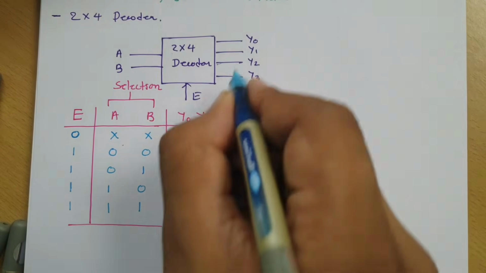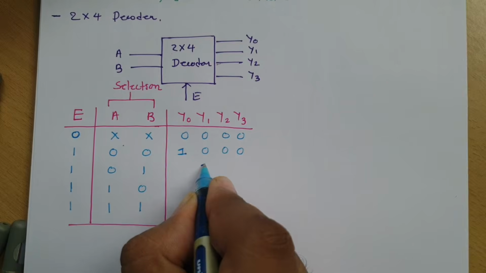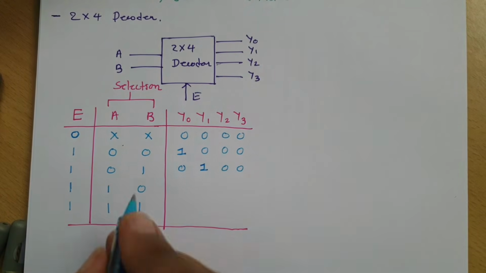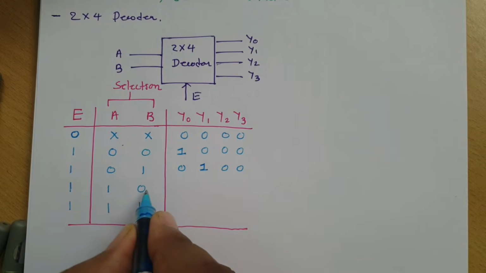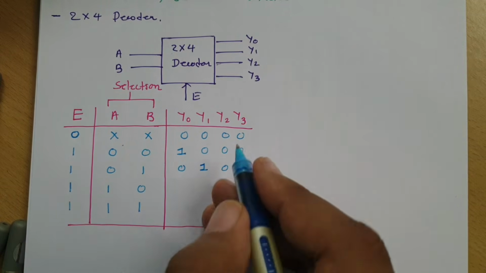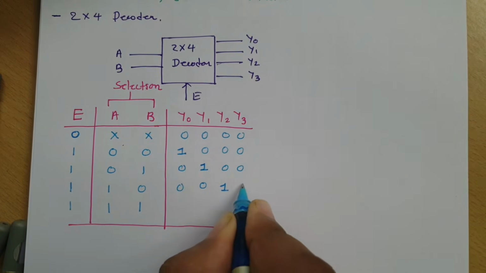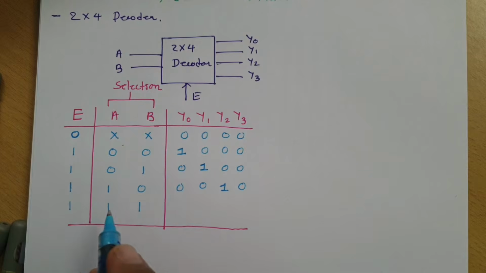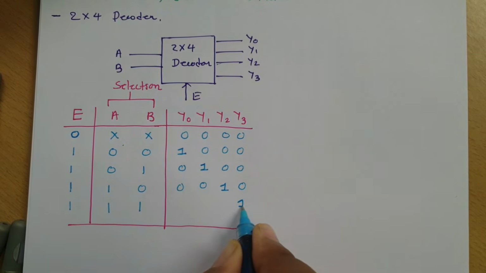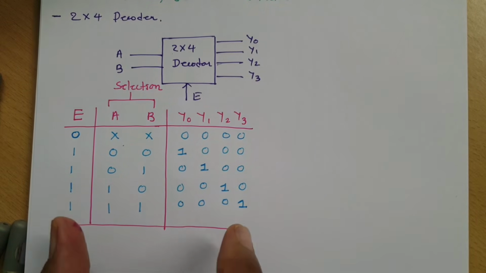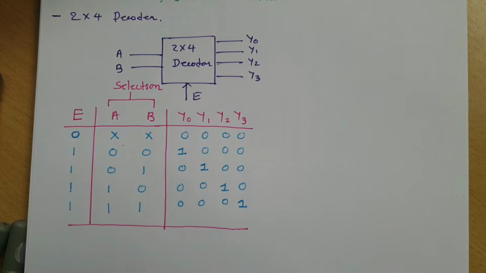When A and B are 0 1, at that time Y1 terminal will get selected. So that will stay 1 and other terminals will stay 0. In case of A and B is 1 0 with enable is 1, Y2 will get selected, so Y2 will be 1 and other terminals will stay 0. And for A and B, if it is 1 1, in that case Y3 will get selected, it will be 1 and other terminals will stay 0. So this is how decoder functions, right?